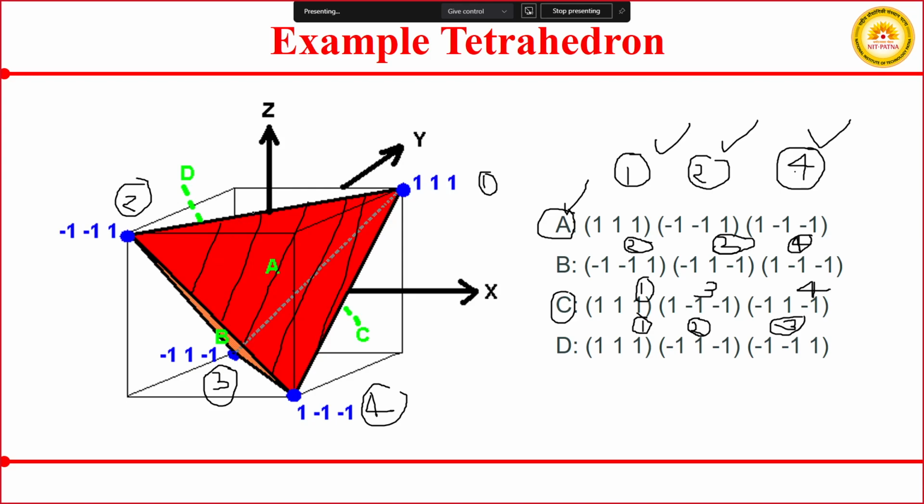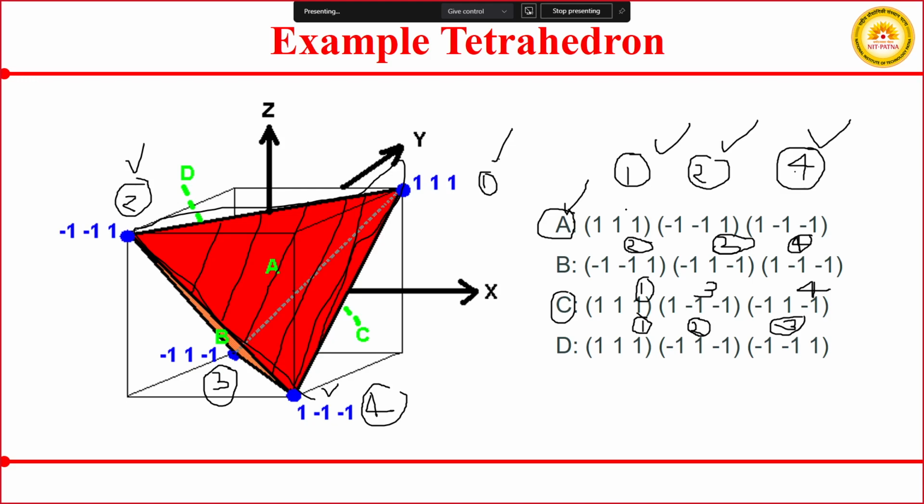So the rule is that when we are seeing from outside, the vertices should be selected in counterclockwise direction. For surface A we have vertices 1, 2 and 3. This is our triangle, and we are seeing it from the front side. So what will be the sequence of vertices? You can take the first vertex, then the second vertex, and then the fourth vertex. That's why it is written as 1, 2 and 4.